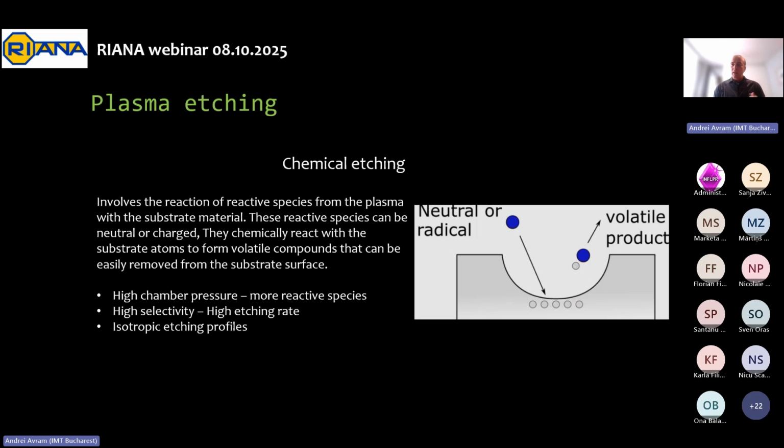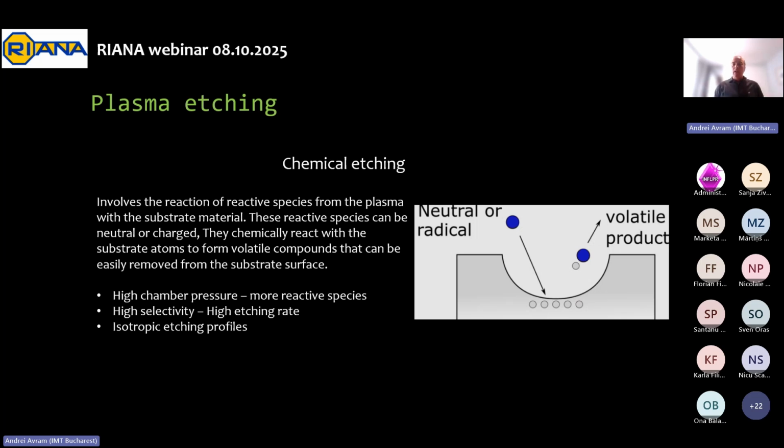This means that, there being no physical interaction between the species in the plasma and the masking layer or the film that we want to etch, it is just a purely chemical reaction. So if you have a masking layer which is chemically inert to your plasma components, and your plasma components react only with your substrate or your film, you get a very highly selective process and also a high etching rate. And also this gives us isotropic etching profiles. This means that the etch rate is identical in all directions.